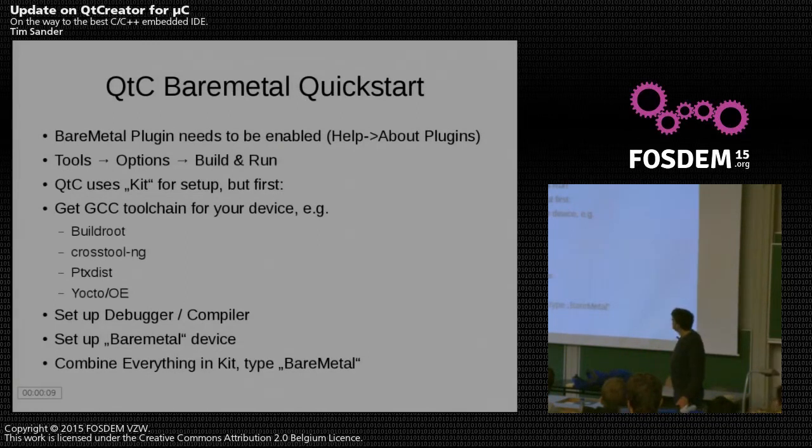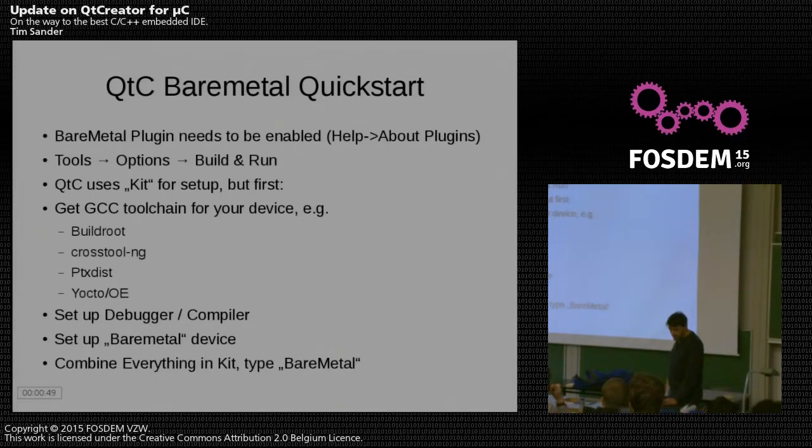So just this quick start, how you start bare metal debugging, and it's pretty quick and pretty comfortable. So first, as bare metal is an experimental plugin, you need to enable the plugin, because it's by default disabled. And so you go into the help about plugins dialog and enable the plugin. And after that, you have to restart Qtcreator. And then you go to the tools, options, build and run settings, and set up a kit.